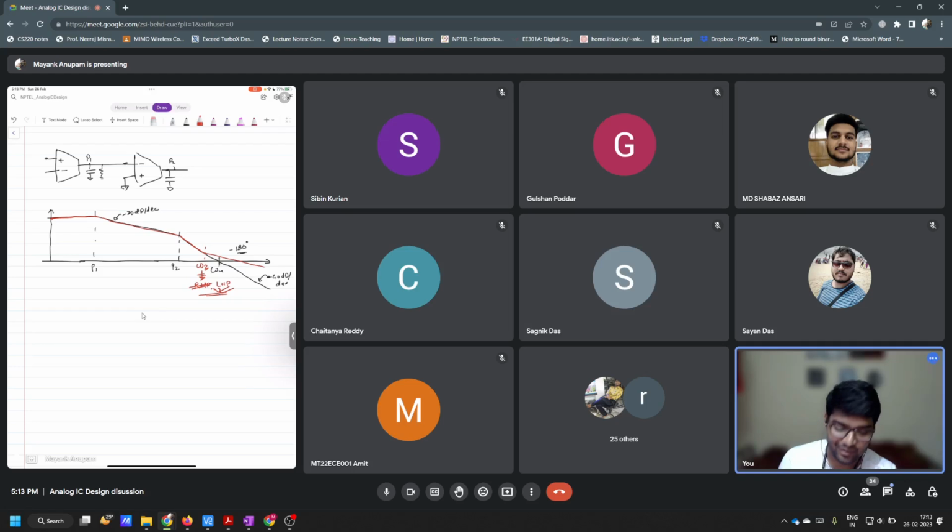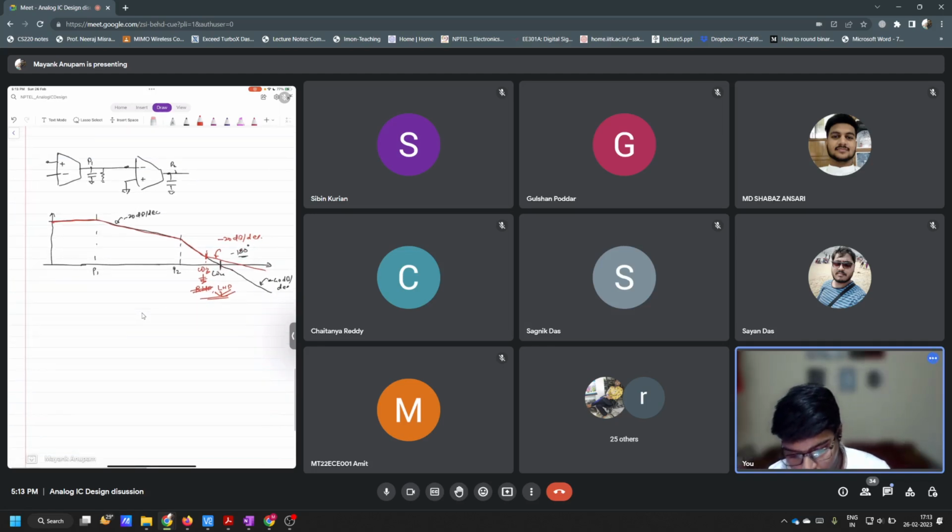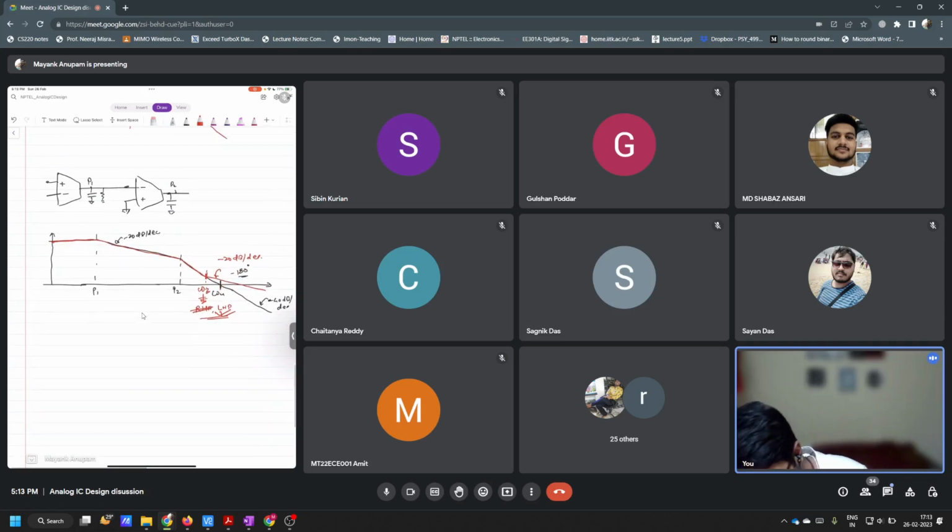RHP 0 is more dangerous, right? So LHP 0 will make sure that the slope will be restored to minus 20 dB per decade, and the phase will be what? It will go down like this, and then it will again come up, right, to minus 90 degrees, isn't it? So that is why this 0 here. If this 0 is introduced at the right place, then we can make sure that the system is still stable, right? And that is exactly what is being done by this feed forward path, right?